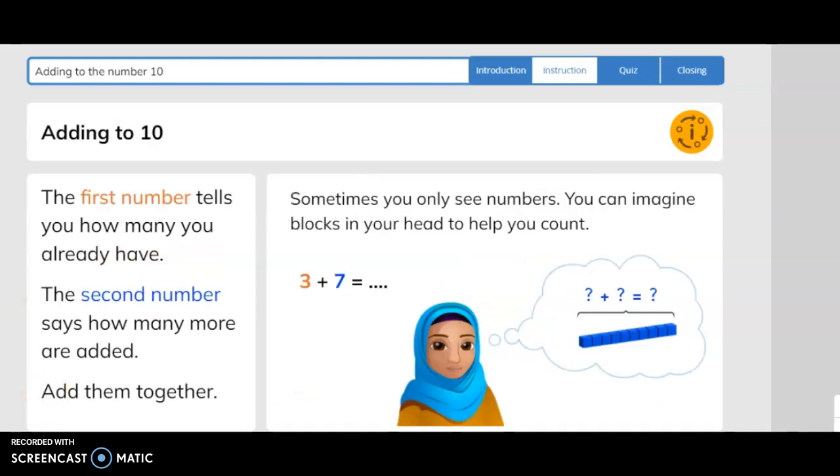The first number tells you how many you already have. The second number says how many more are added. Add them together. So this is the first number right here in orange. It tells us how many you already have. And then the second one, which is the 7, says how many more we need. Sometimes you only see numbers. You can imagine blocks in your head, and this helps you to count, okay?